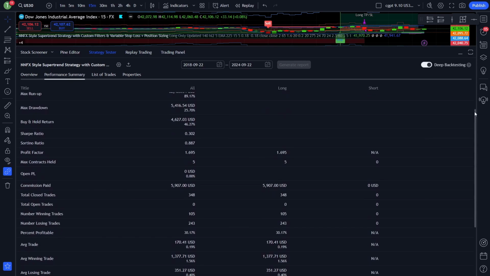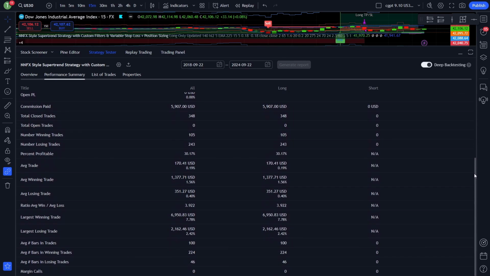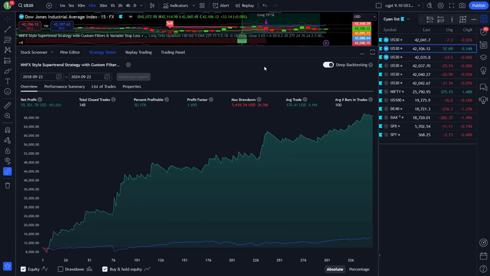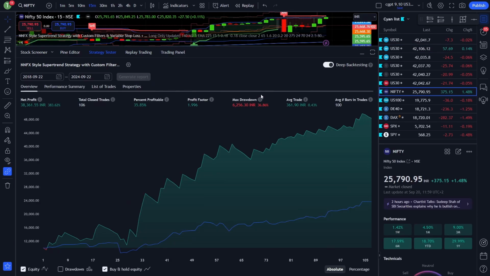For those who are interested, here is the Performance Summary tab with more detailed results. And let's just quickly take a look at a few other assets. So I found that this also works well on Nifty, although it has a much lower trade count. Just take a look. The drawdown is a bit higher now, 36%, but with these values it outperforms the Nifty.